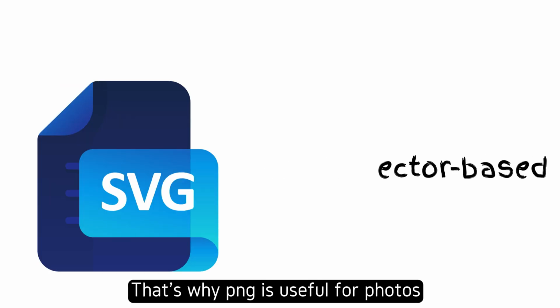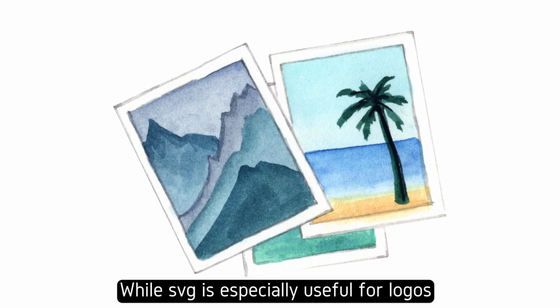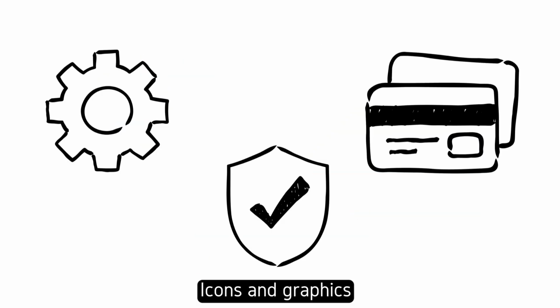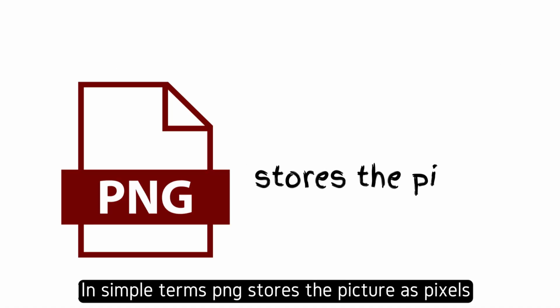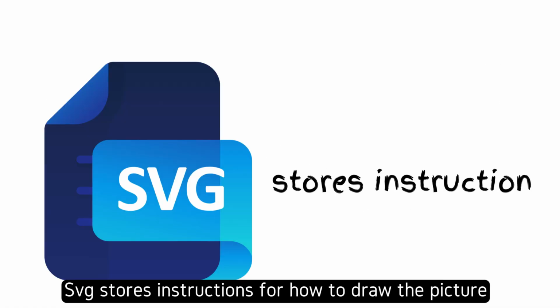That's why PNG is useful for photos, screenshots, and detailed pixel-based images, while SVG is especially useful for logos, icons, and graphics. In simple terms, PNG stores the picture as pixels, SVG stores instructions for how to draw the picture.